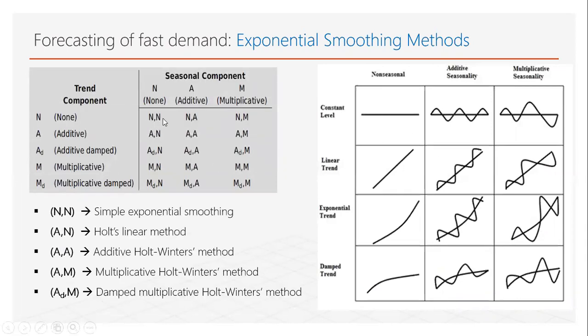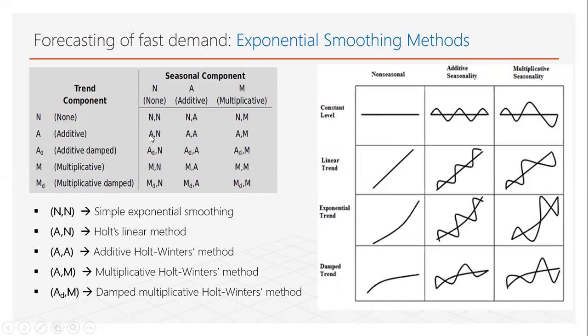Like NN, which means there is no trend and no seasonality in the time series. So this is a level approach. That means overall, with the passage of time, the data is moving around a constant value. So that's why we are saying there is no trend, no seasonality. Here we can apply the simple exponential smoothing method.